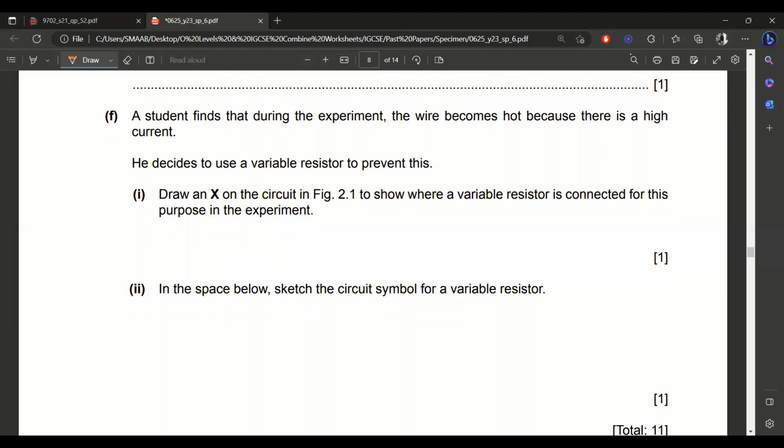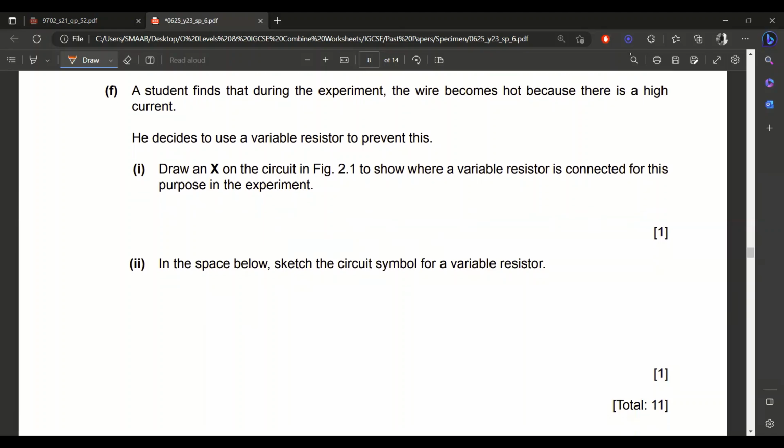A student finds that during the experiment, the wire becomes hot because there is a high current. He decides to use a variable resistor to prevent this. Draw an X on the circuit in figure 2.1 to show where a variable resistor is connected for this purpose in the experiment. And in the sketch below, sketch the circuit symbol for a variable resistor. So let's first draw the symbol for a variable resistor. Do you remember the symbol for a variable resistor?